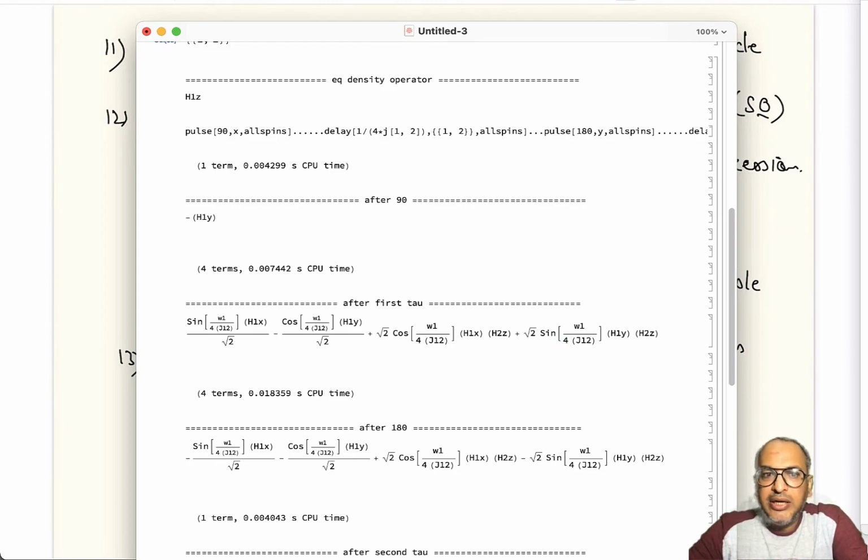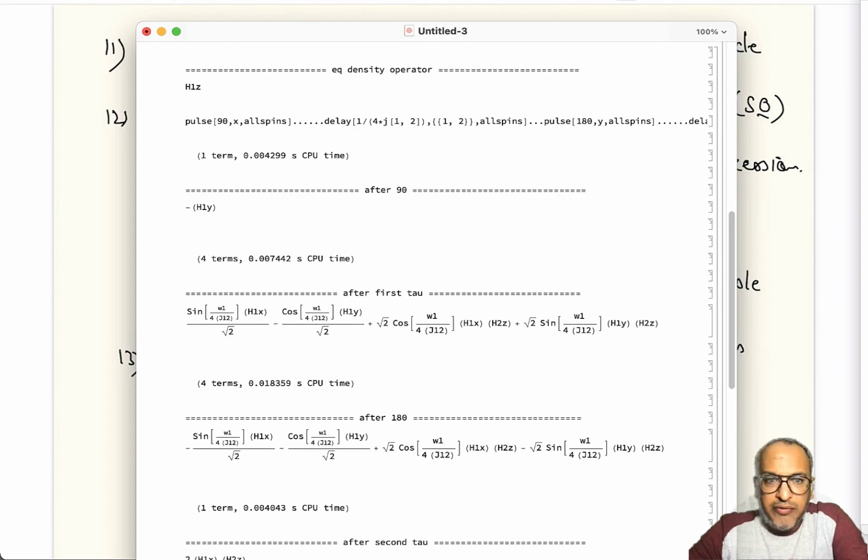Because initially there would be a chemical shift evolution of the H1y term, right? And then there would also be a coupling evolution with respect to spin 1 and 2. Because now the period is 1 over 4J, it will amount to cos 45 and sin 45 terms, which are 1 by root 2. So 1 by root 2 is coming in all of these. Here it is 2 by root 2, because 2 comes with the antiphase operator, so root 2 in the numerator here, root 2 in the numerator here, right?